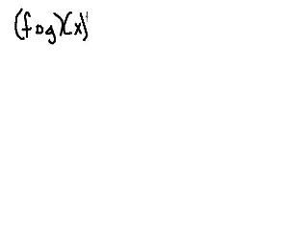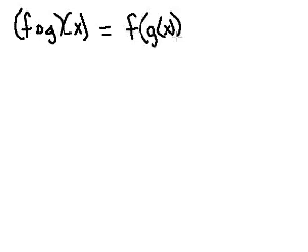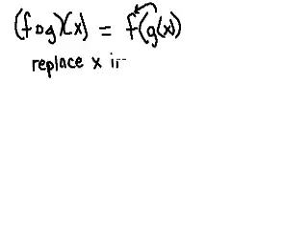Okay, let's try composition. Composition looks like this. F circle G, it's an open circle, looks like f o g, and this is called composition. And what we do here is rewrite the problem in the same order without the circle. And this means to take the function g and plug it into f wherever there's an x. So we're going to replace x in f with the whole function g of x.